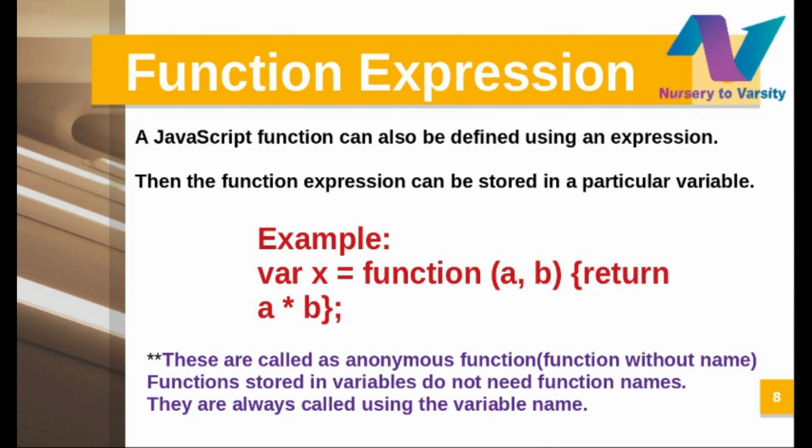Such types of functions are known as anonymous functions. These values are stored in variables. These don't need any function name. They are always called using the variable names.